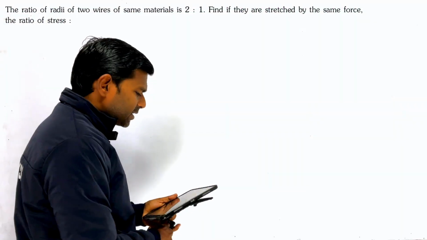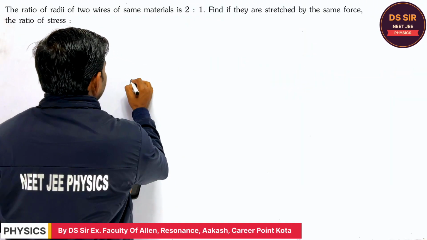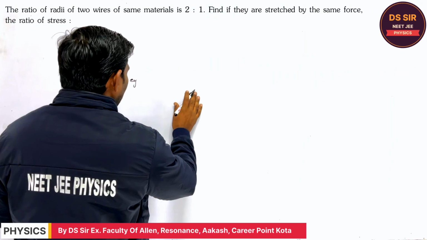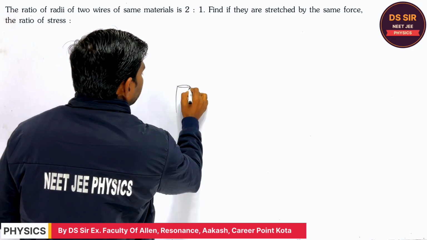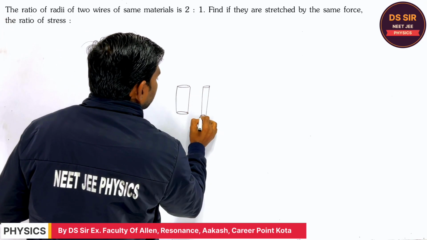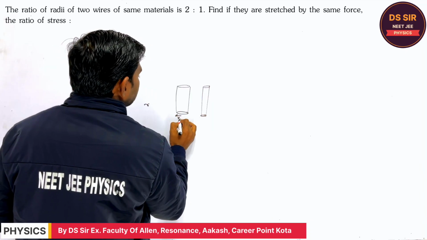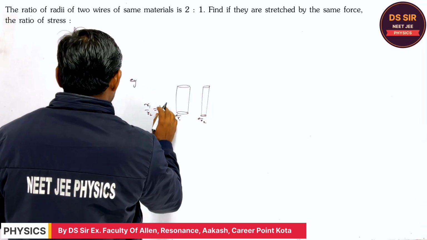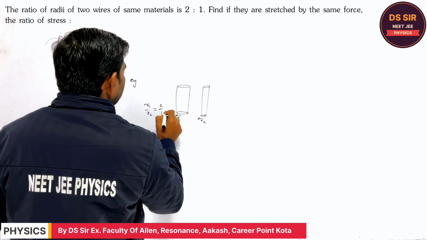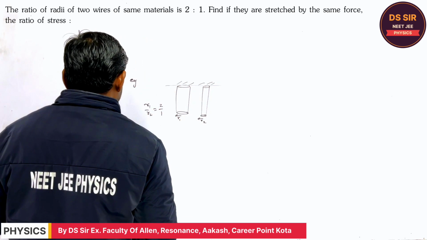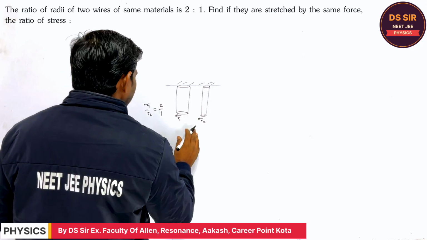So we start the discussion with a few illustrations. Read this question. In this question, the ratio of radii of two wires of the same material is 2:1. Suppose this is R1 and this is R2, so R1 upon R2 is equal to 2:1. They are hanging, and we have to find what happens if they are stretched by the same force.